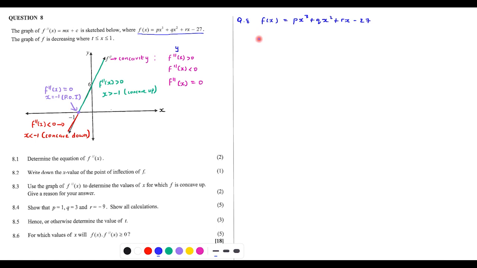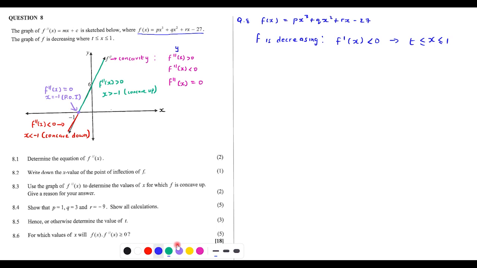So what does it mean when we say the graph is decreasing? If it is decreasing, then it means the derivative is less than 0. So where does this happen? It happens between 1 and t, right?